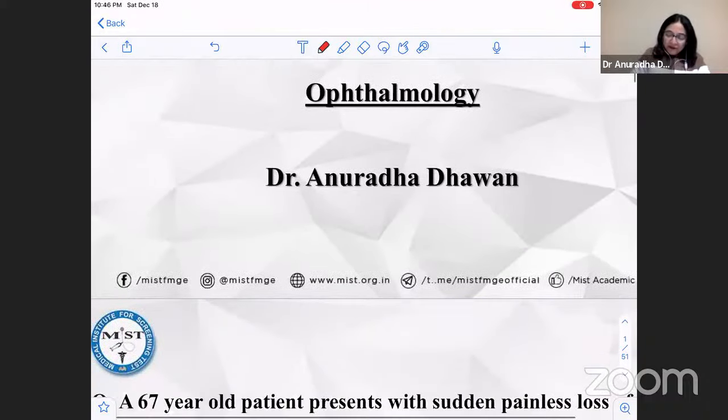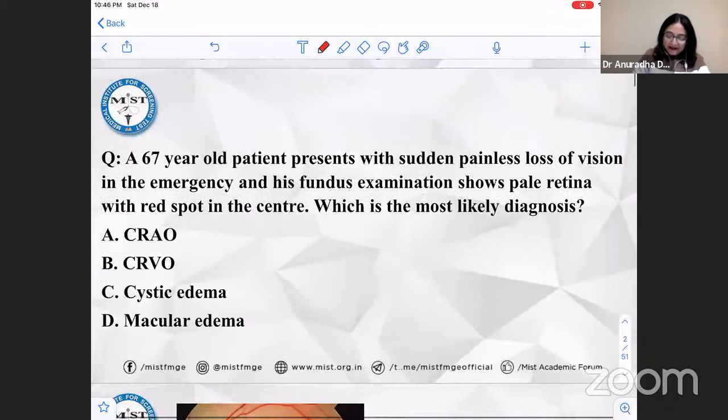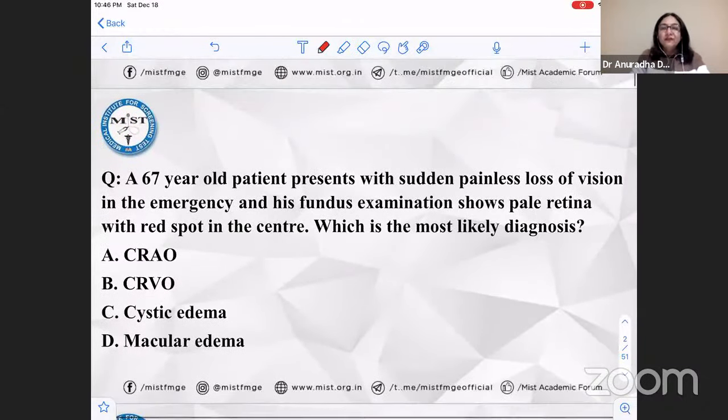So the first question which I'm going to discuss is a clinical case scenario. Most of the students have told that there was no image in this case scenario. It was just the scenario which was described. So the question came something like this: a 67-year-old patient presents with sudden painless loss of vision in the emergency, and his fundus examination shows pale retina with red spot in the center. What is the most likely diagnosis?